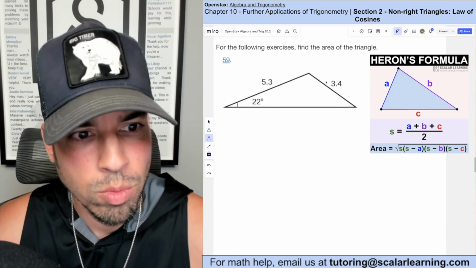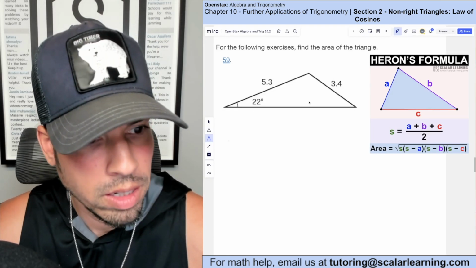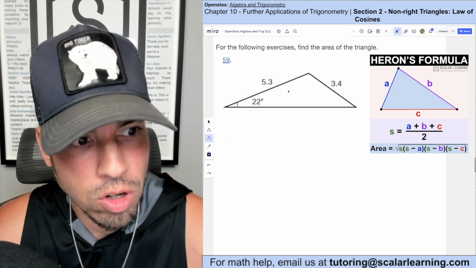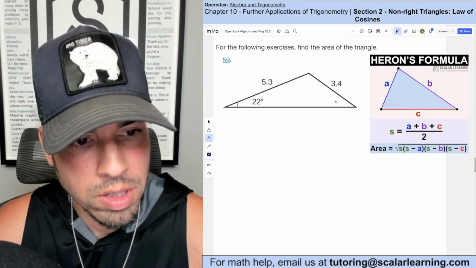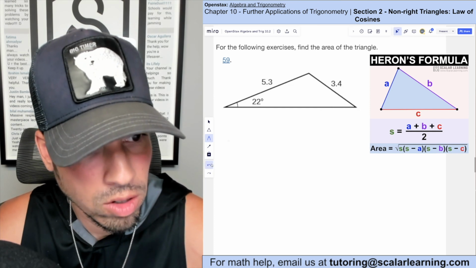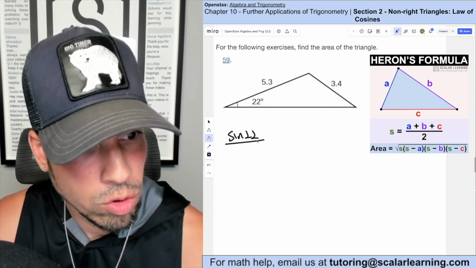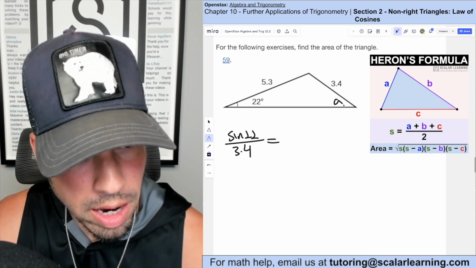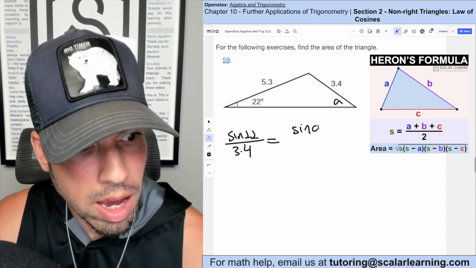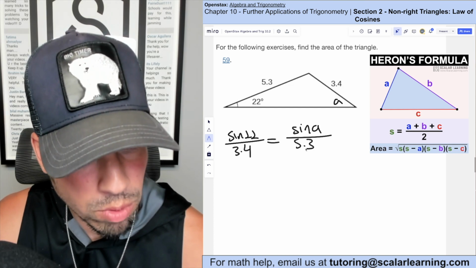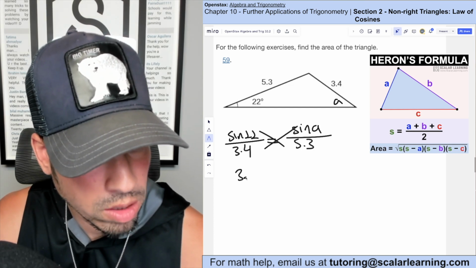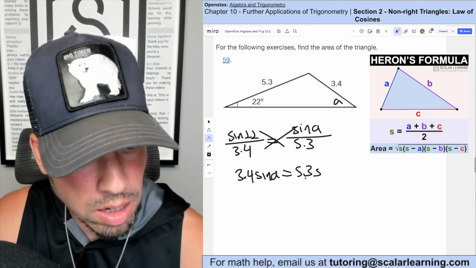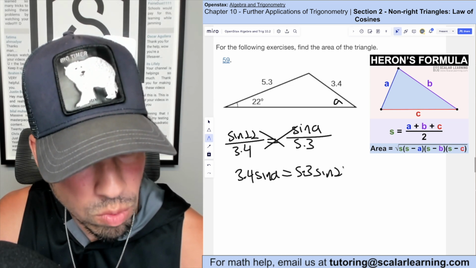Done. So for this one, we're trying to find the area of the triangle. But the thing is, to use Heron's formula, we need this side over here. So we're going to start with the law of sines. I'm going to start by trying to find this angle. So we got sine of 22 over its opposite side, 3.4, is equal to, let's call this angle A, sine of A over the opposite side, which is 5.3. And then we can cross multiply. We got 3.4 sine of A is equal to 5.3 sine of 22.